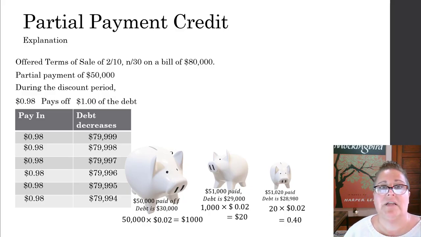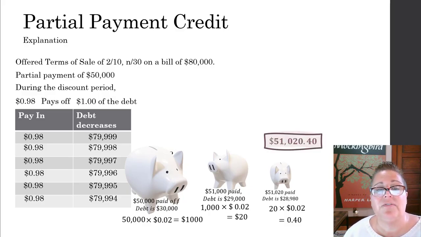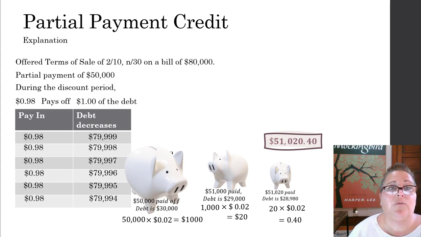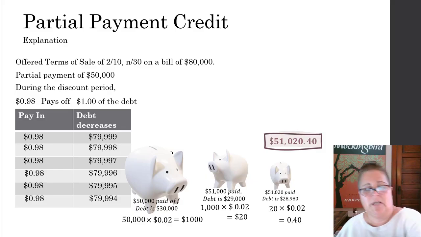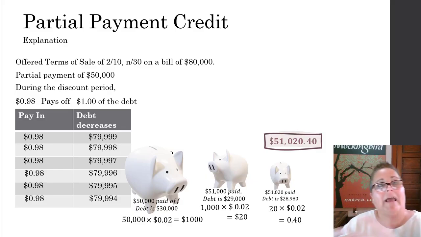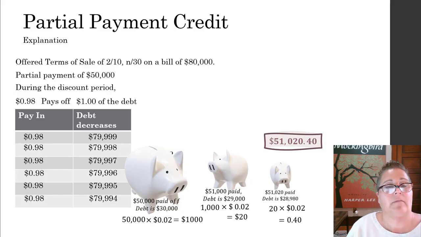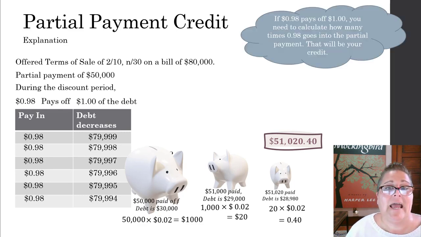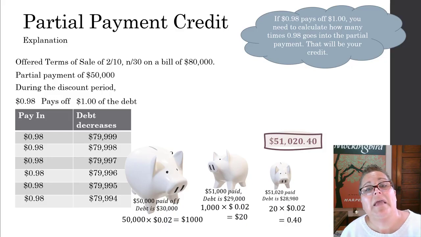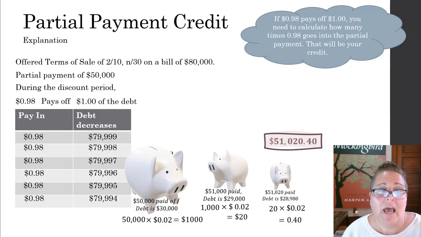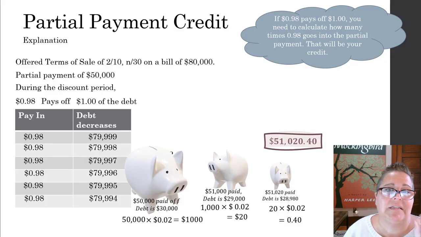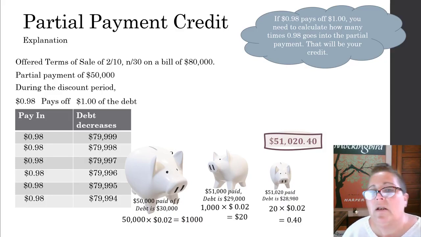So that $50,000 I started out with is actually $51,020.40 worth of credit, because those leftover 2-centers I can keep recycling back into my debt, because 98 cents pays off $1. This is why it's not as easy as simple multiplication. Instead, if 98 cents pays off $1, you can calculate how many times 98 cents goes into that partial payment, whatever it is. That will be our credit.